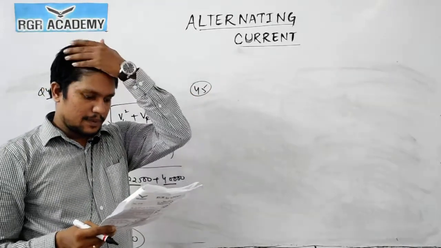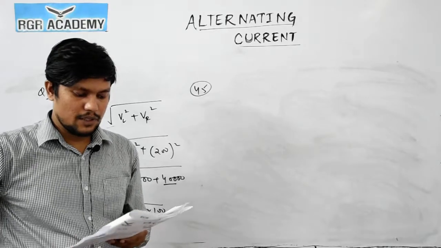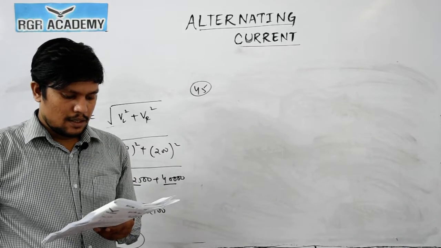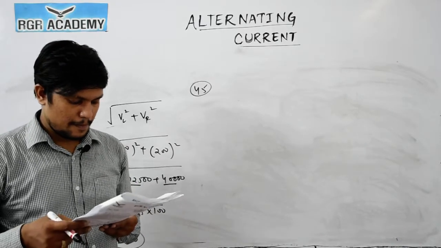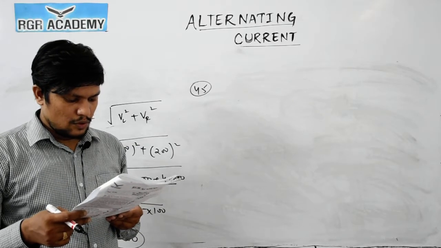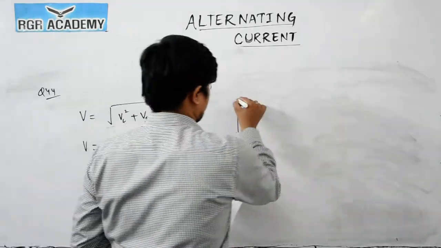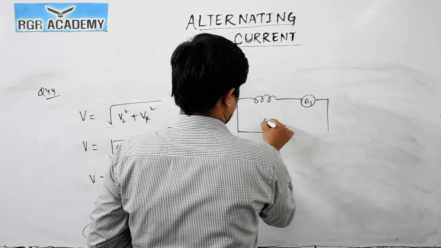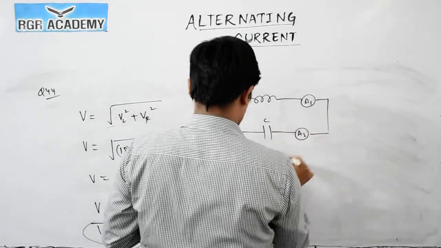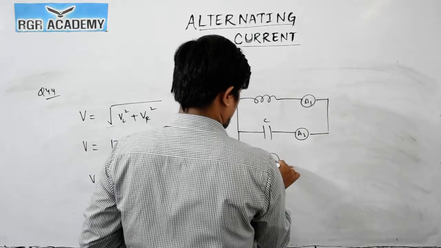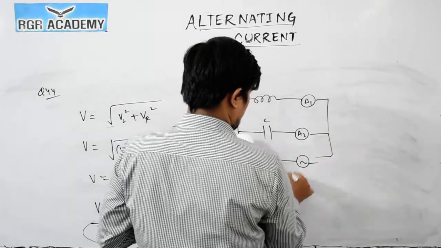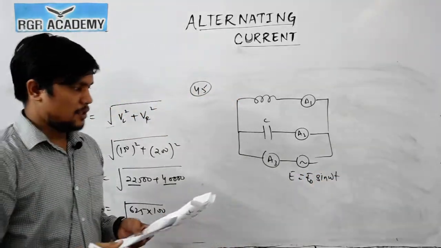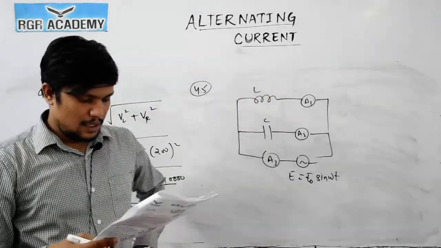An inductor L and a capacitor C are connected in the circuit as shown in the figure. The frequency of the power supply is equal to the resonant frequency of the circuit, which ammeter will read 0 ampere. So as we can say, there will be no current in this branch. This is A1, this is the capacitance A2, and this one is A3. The source is given as E equals E naught sin omega t. They are asking which of the ammeters will read 0 ampere.